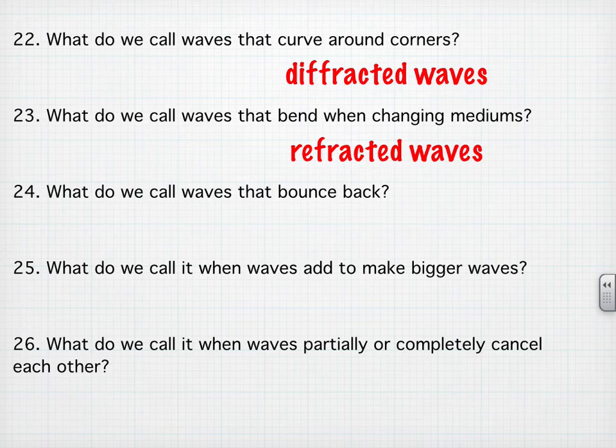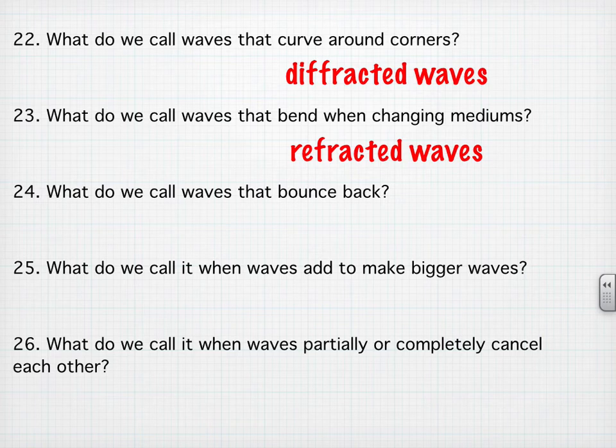What'd you say? Refracted. So diffracted is bending because I'm going around something. Refracted is bending because I'm changing mediums. When I change mediums, I'm changing the speed. And so that's what's causing the refraction. But again, we'll get into more detail on that. Right now, we're just defining it.